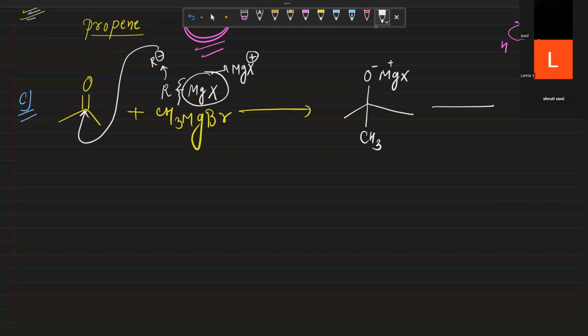Then in the next part, it is written as hydrolysis. Hydrolysis means H2O will come and break this bond, converting this into OH. So CH3 and OH, see, this is the product in this case. Yeah, I just saw we went over that, something very similar. The Grignard.